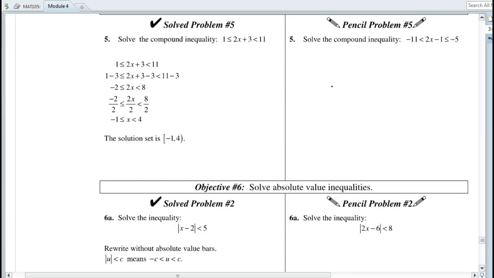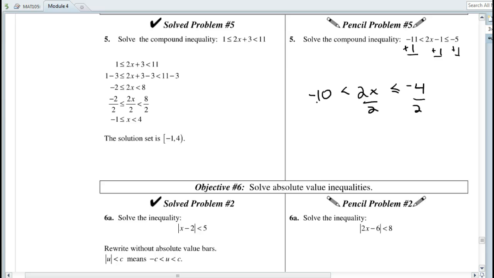So compound inequality, nothing special. The only rule of thumb here is if you do something to one part, you have to do it to all three. So let's start by adding 1. We have to add 1 to all 3 parts to try and get the x by itself. So we get negative 10 less than 2x less than or equal to negative 4. Then divide all 3 parts by 2.